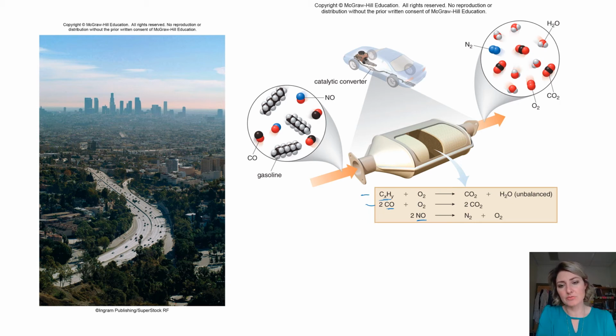So it breaks down the unreacted gasoline into CO2 and H2O. Mind you, that's unbalanced. It breaks down the carbon monoxide into CO2, and it breaks down the nitrogen monoxide into nitrogen gas and oxygen gas. So the products of this, yes, we know CO2 is not a great thing to be pumping into the environment, but it's a lot better than that unreacted gasoline, the carbon monoxide, or the nitrogen monoxide. So this provided a way to catalyze those reactions that would have been left incomplete.